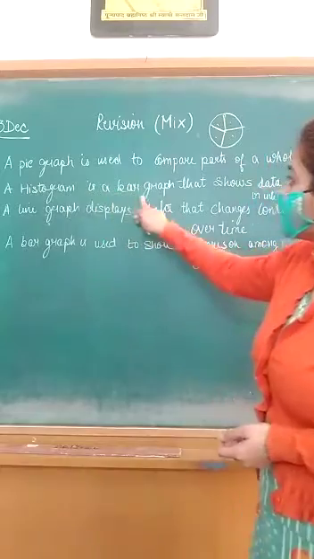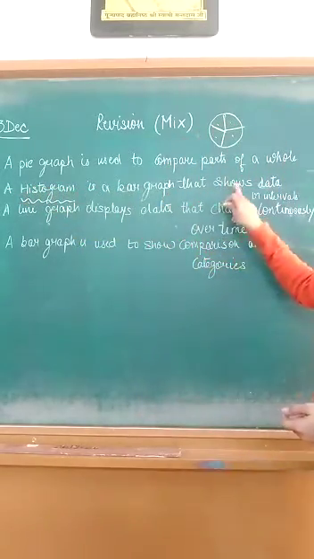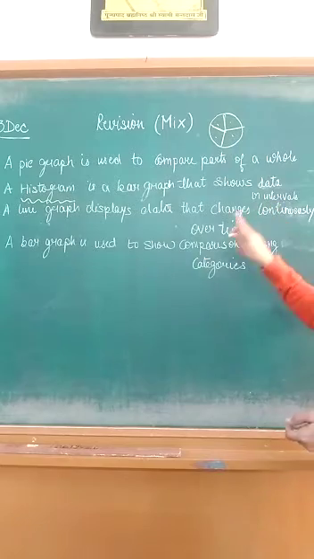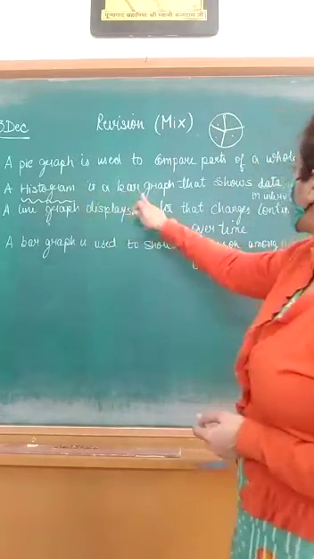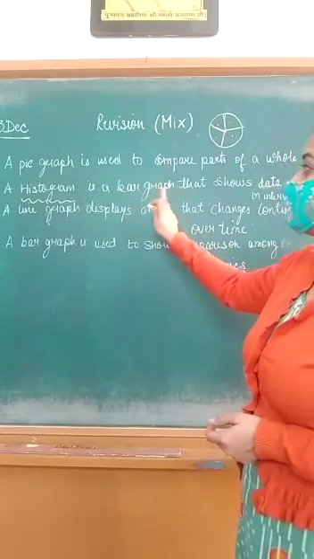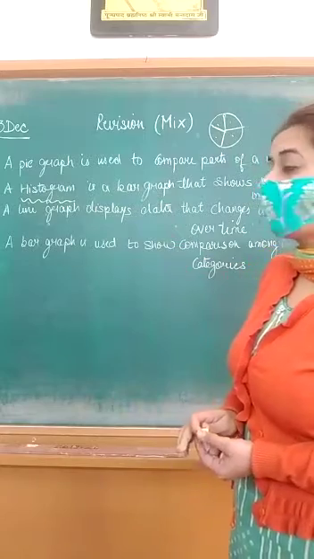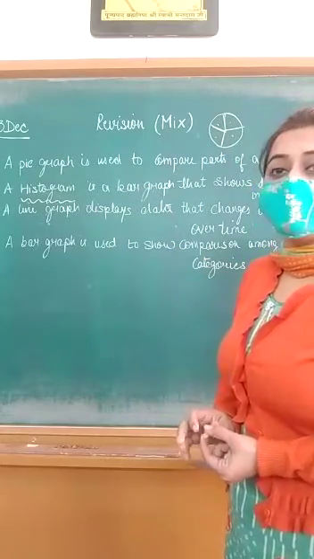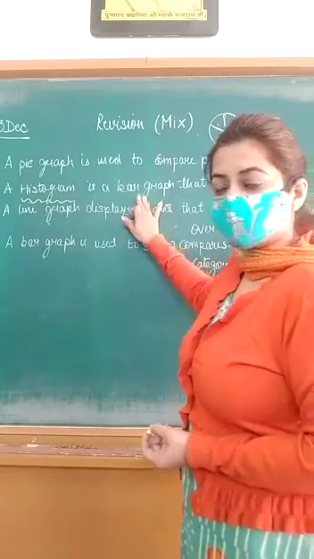A histogram is a bar graph that shows data in intervals. Intervals means the data that is given to you is in the form of intervals, and that you will plot on your x-axis, and different bars you will draw on your x-axis that will be representing your y-axis.